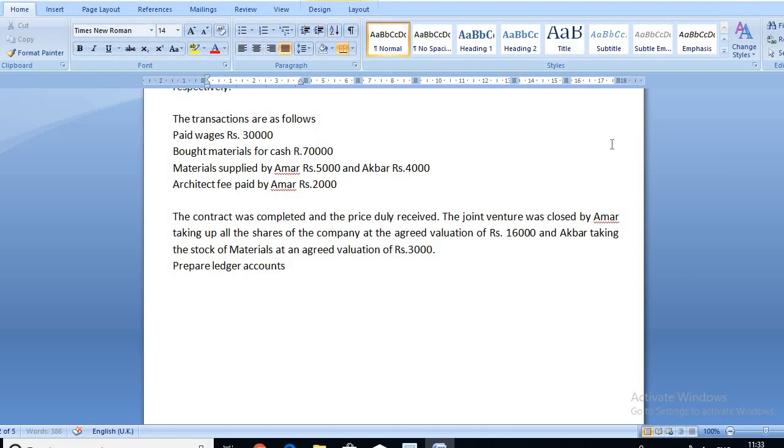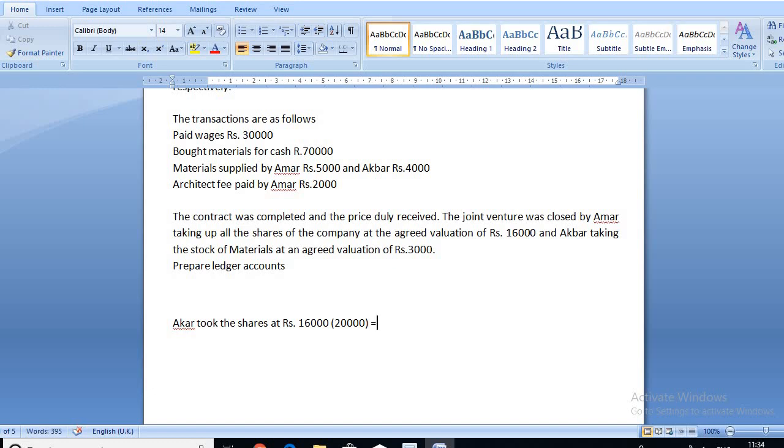So here Akbar took materials for the valuation of rupees 30,000. This transaction is over. Now the pending transaction is that Amar takes up all the shares of the company at an agreed valuation of rupees 16,000. But actually, what's the value of shares? The value of shares will be 20,000.